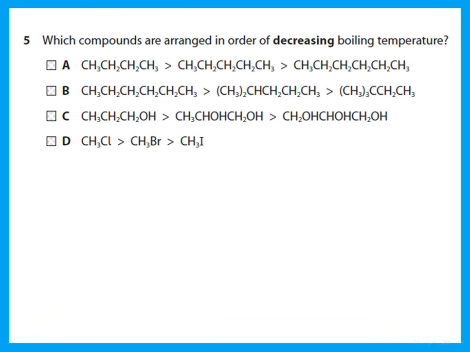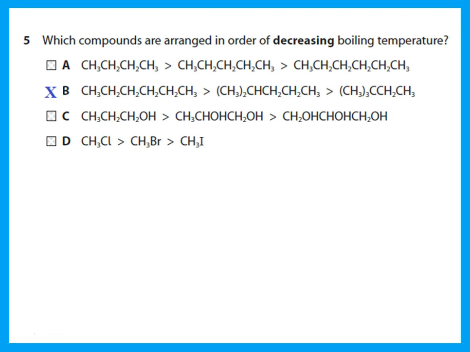Now in the second one, in choice B, they all have 1, 2, 3, 4, 5, 6 carbons, but the first one is a straight chain, the next one is branched, the third one is more branched. And remember that we said if we have the same number of carbons, then the one that is a straight chain will have higher boiling temperature, and as we have more branching, we will have decreasing boiling temperature. So this is actually our answer.